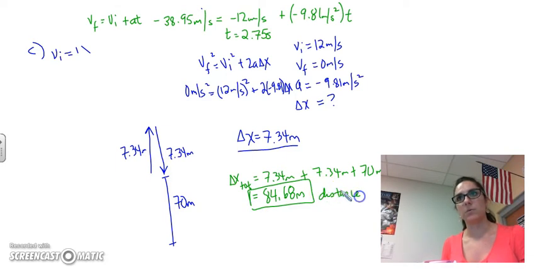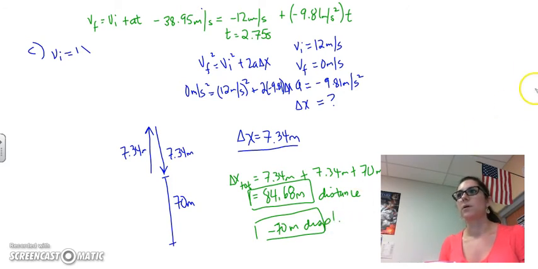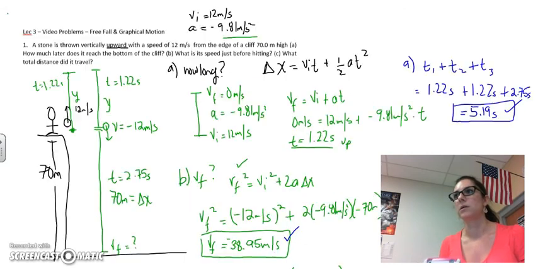Displacement of the object would be negative 70, because if you notice in this problem, we started at 70 meters above, or at least our height, as you can see, is 70. So that concludes video 3, number 1.